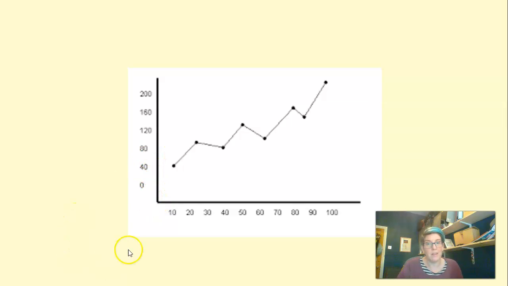So always label your axes, and also label your diagram. So include a figure caption to explain what it is that we're seeing.